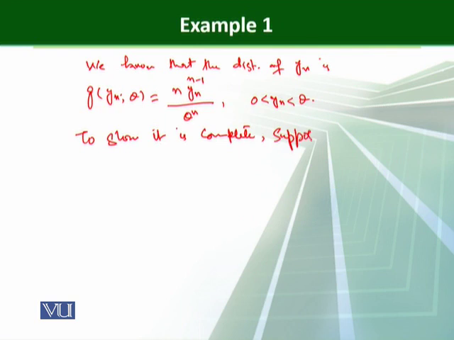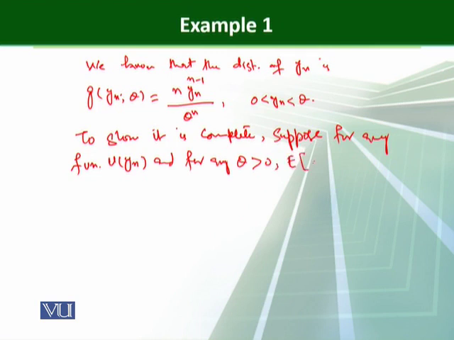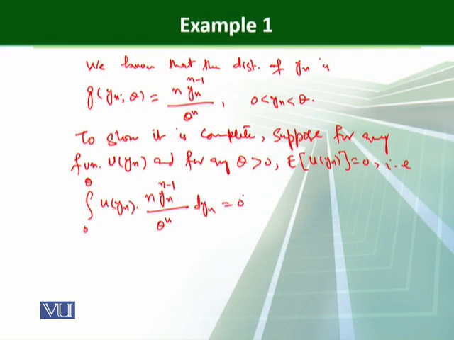suppose for any function, that is u of Yn, and for any theta greater than 0, the expected value of u of Yn is equal to 0. That is, the integral from 0 to theta of u of Yn into the PDF of the maximum, that is n Yn raised to power n minus 1 over theta raised to power n dYn, is equal to 0.